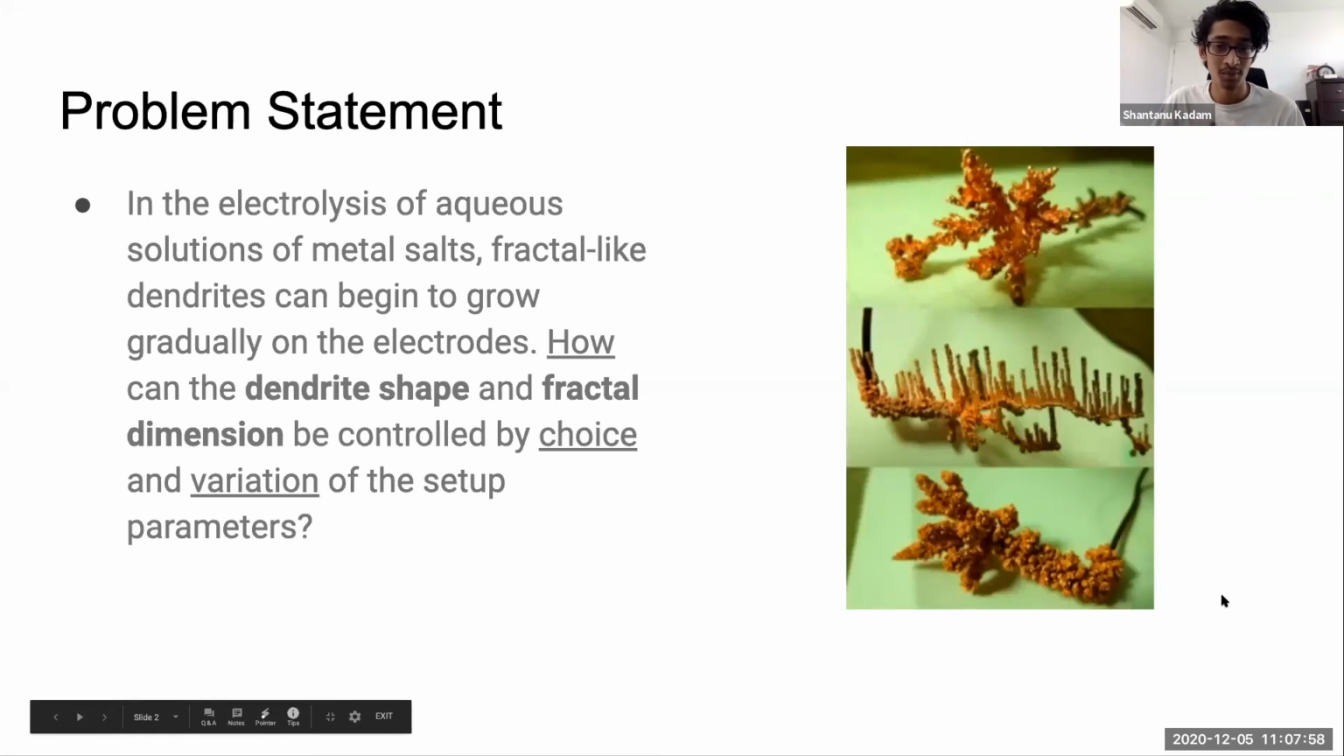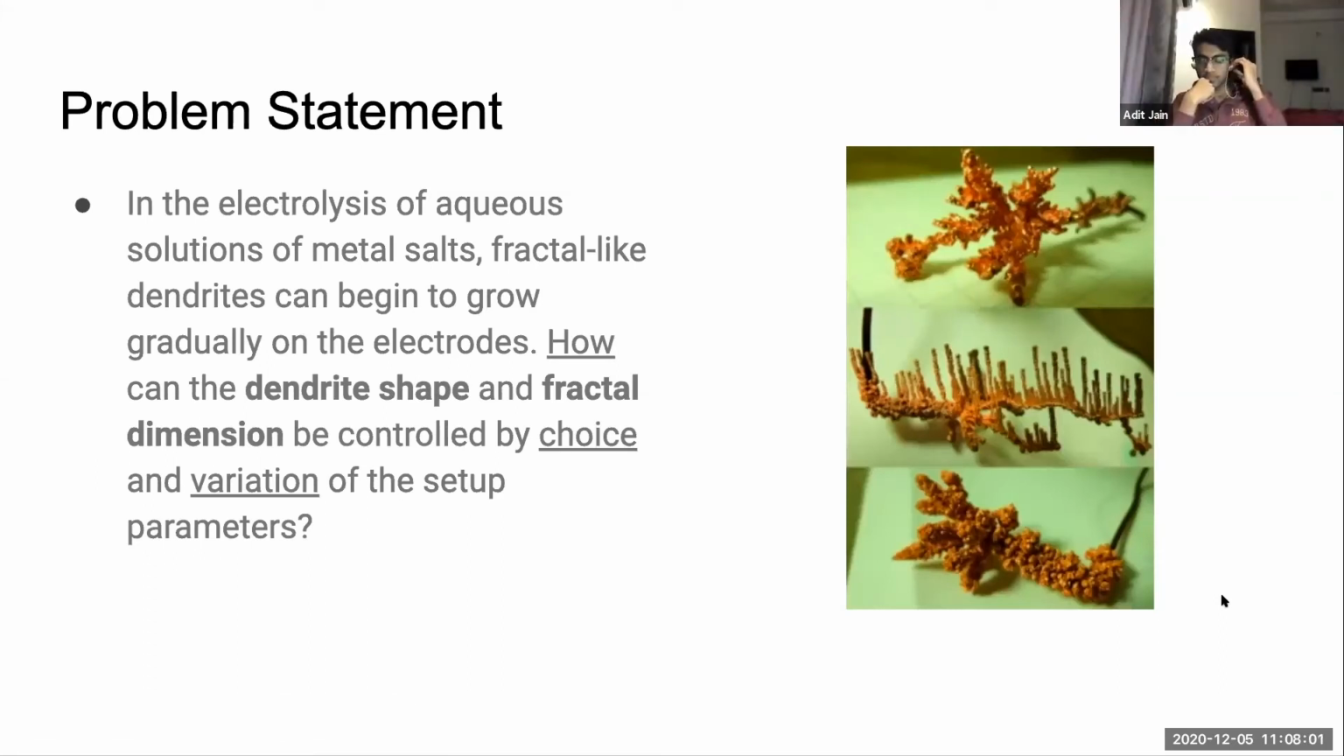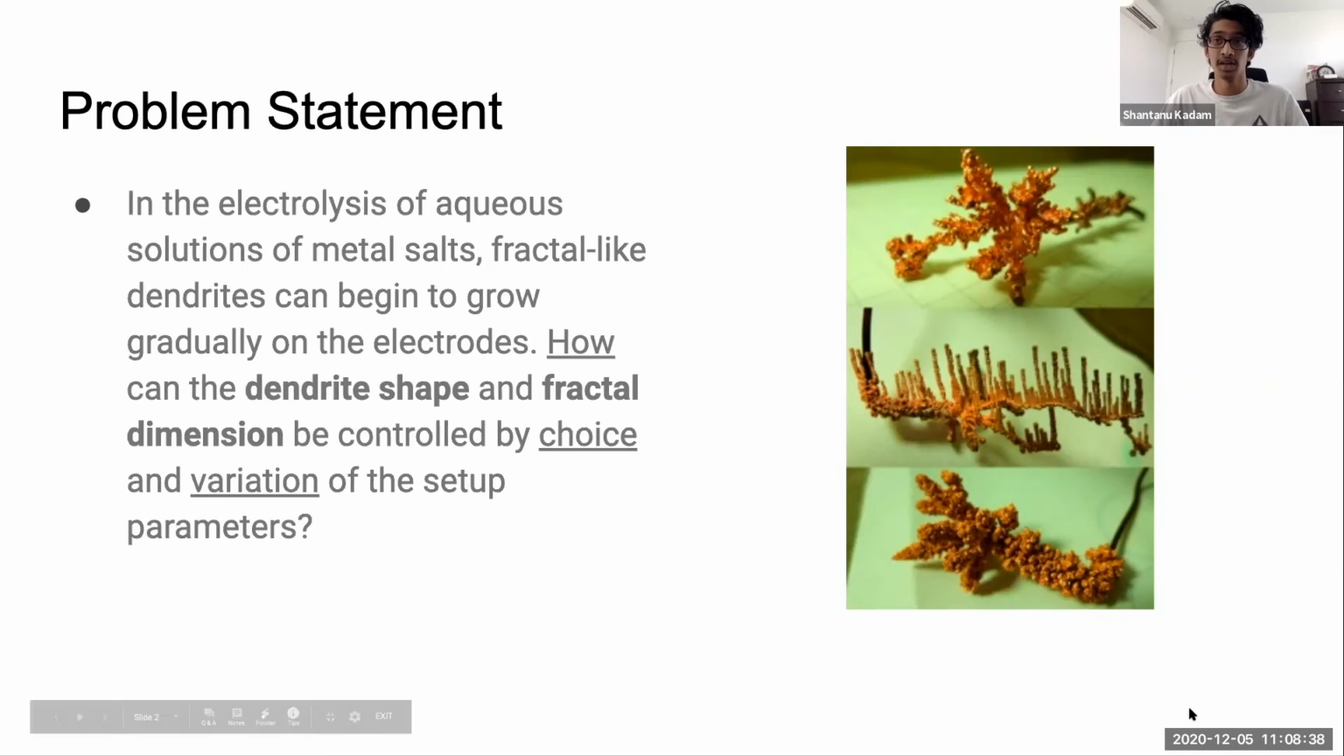So first of all, let's start off with the problem statement, which Liam did an excellent job of reminding us of. In the electrolysis of aqueous solutions of metal salt, fractal-like dendrites can begin to grow gradually on the electrodes. Here are the key words. How can the dendrite shape and fractal dimension be controlled by choice and variation of the setup parameters? Please keep those things in mind, as choice and variation in relation to dendrite shape and fractal dimension will play a really big role in how we can develop this solution together, I feel.